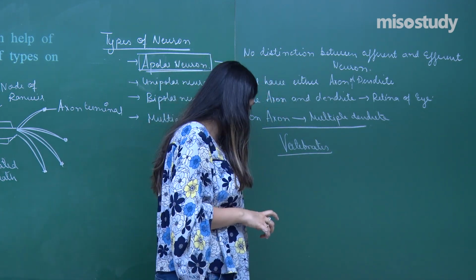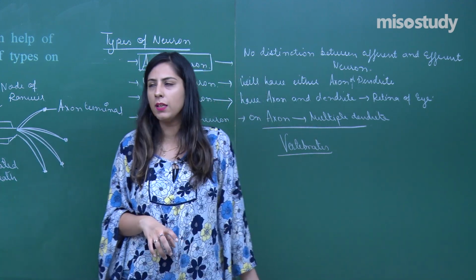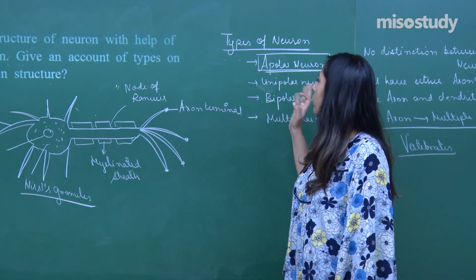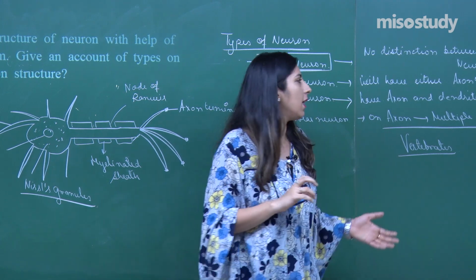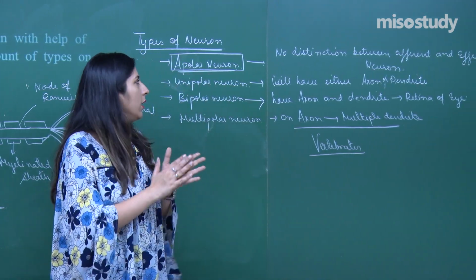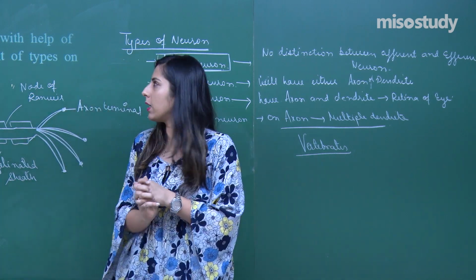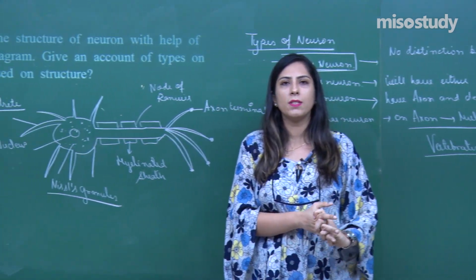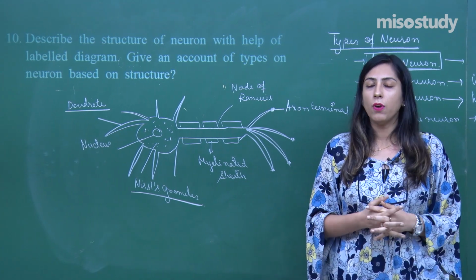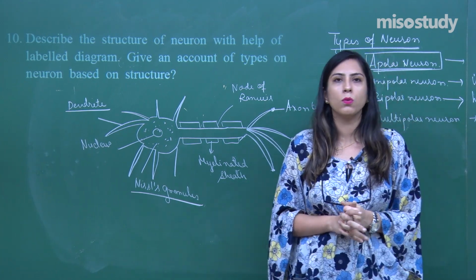So these are the different types of neuron that you have to explain: first apolar neuron, unipolar, bipolar, and the last is the multipolar neuron. Hope you enjoyed today's session. We are done with around 10 questions. 10 questions are completed from my side, and you have to revise more and more questions.